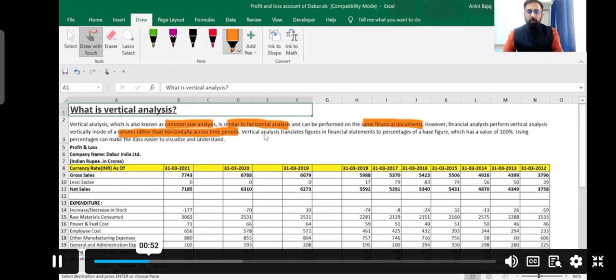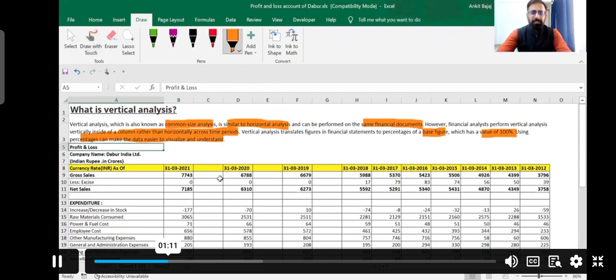Vertical analysis translates figures in the financial statement into a percentage of a base figure, which has a value of 100%. Using percentages can make the data easier to visualize and understand. So we have to take base data. Obviously, gross sales is going to be the base data. You can take net sales or gross sales as the base data. So here sales is going to be the base data, that is 100%.